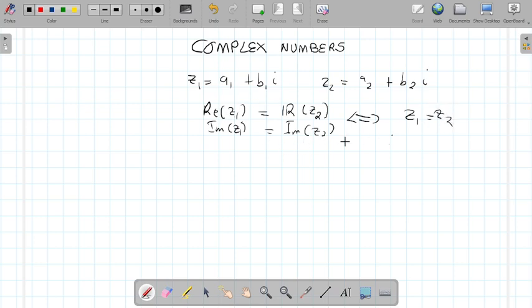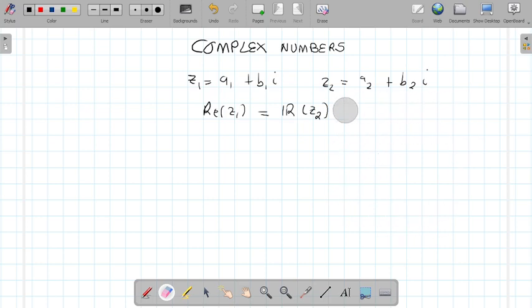Now, this reads as Z1 is equal to Z2 if and only if the real part of Z1 is equal to the real part of Z2, and the imaginary part of Z1 is equal to the imaginary part of Z2.